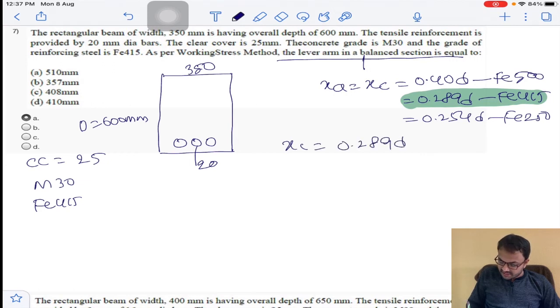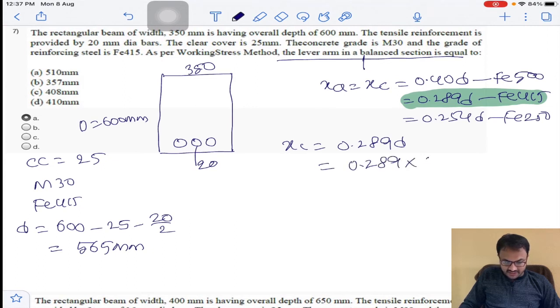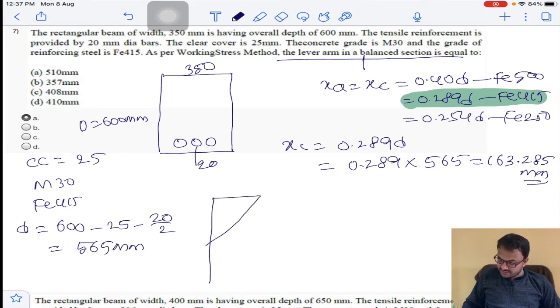First of all, we will calculate small d is equal to capital D, 600 mm, minus clear cover 25 and half of the diameter of the bar, 20 by 2. You will get it is 565 mm. Then you will get critical depth of neutral axis is 0.289 times d, which is 0.289 into 565. It will be 163.285 mm.